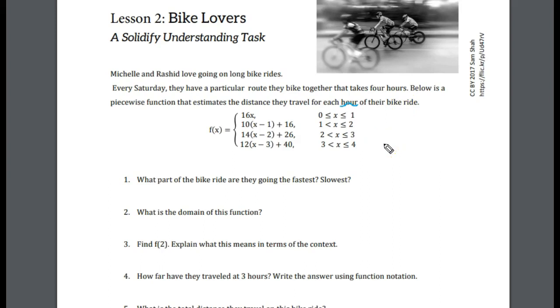What part of the bike ride are they going the fastest and the slowest? Well, this is going to make us dig back into our Math 1 knowledge. If you remember, when we're dealing with fastest and slowest, we're dealing with rates. And in these equations, our rate is going to be our slope. So we need to identify from the slope what was our fastest time interval and what was our slowest time interval. When I look at these, I see a slope of 16, a slope of 10, a slope of 14, and a slope of 12.